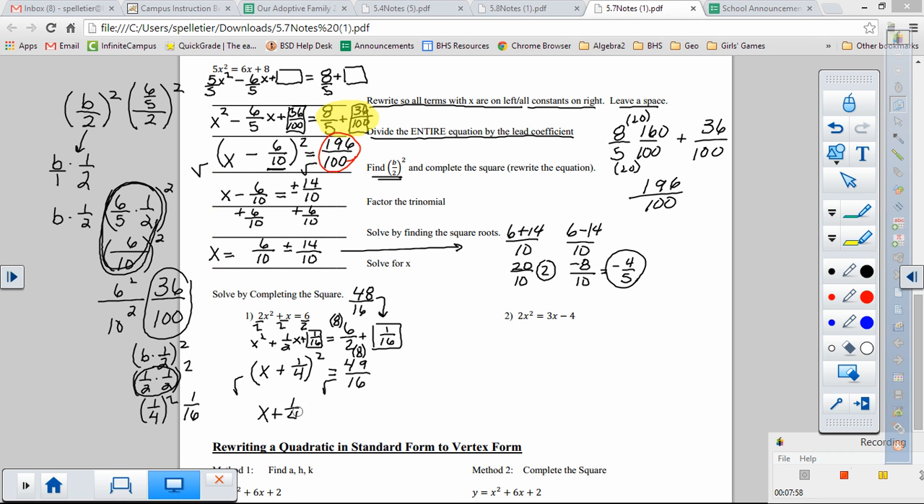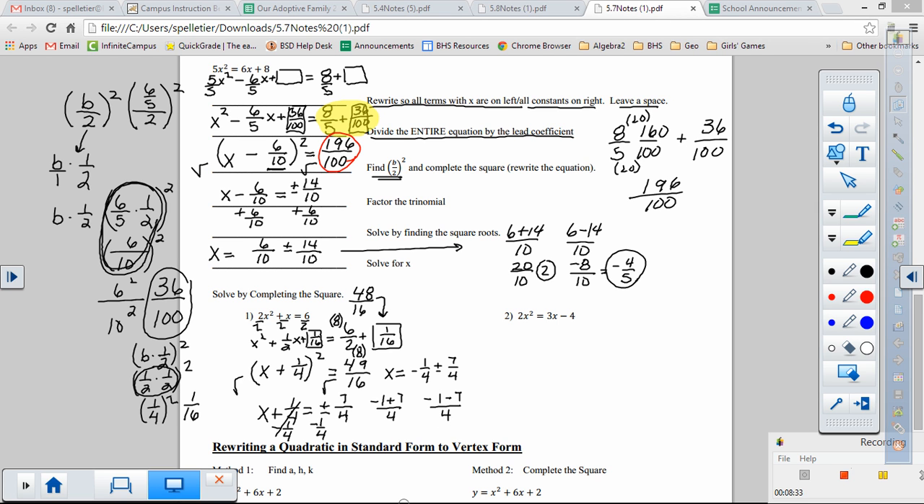because we're going to get x plus 1/4 equals plus or minus the square root of 49 is 7, and the square root of 16 is 4. And then the last thing that we need to do is subtract the 1/4. And again, that's going to go in the front. That's the piece that always goes in the front, whatever you're bringing over from the other side of the equation. So x is going to equal negative 1/4 plus or minus 7/4. So negative 1 plus 7 over 4 and negative 1 minus 7 over 4.